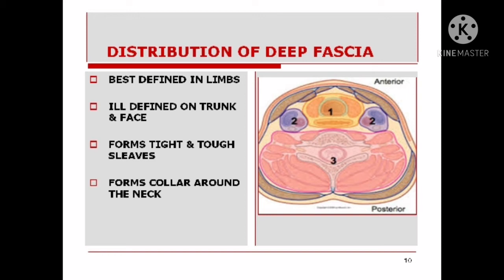The distribution of deep fascia. It is best defined in the limbs, the upper limbs and the lower limbs, and ill-defined on the trunk and face. It forms tight and tough sleeves around the organs, and it forms a collar around the neck, which is called the deep fascia of the cervical region.